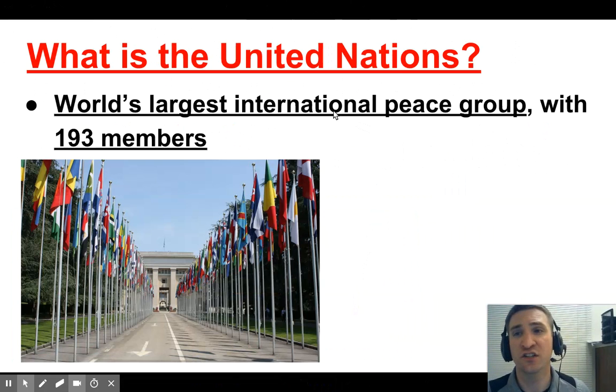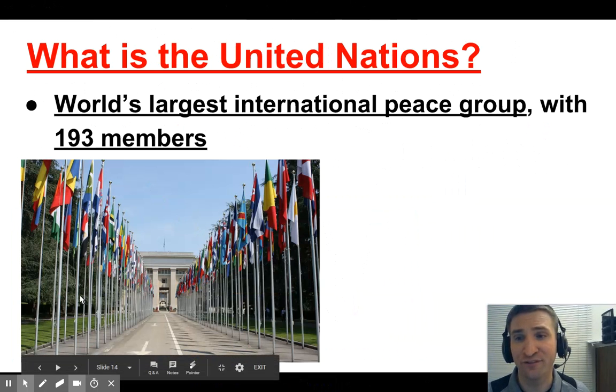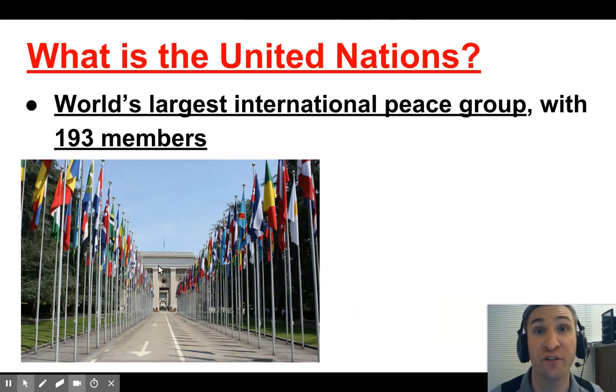What is the United Nations? It's now the world's largest international peace group with 193 members. And if you go there, the entrance is lined with all of the flags of the member countries. The United States is one of those flags.